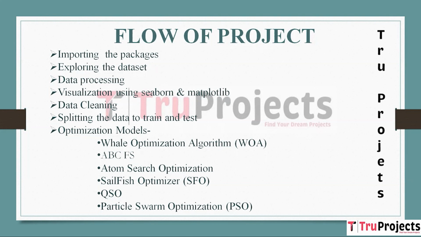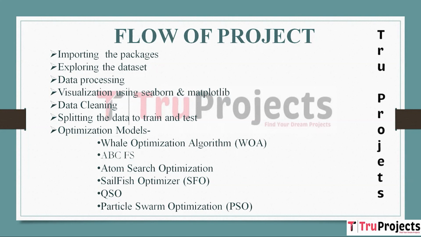Atom Search Optimization. Atom Search Optimization is a meta-heuristic algorithm inspired by atomic structures and principles. It mimics the behavior of atoms to explore the search space efficiently. It can be applied in the project to optimize parameters related to online learning satisfaction assessment.